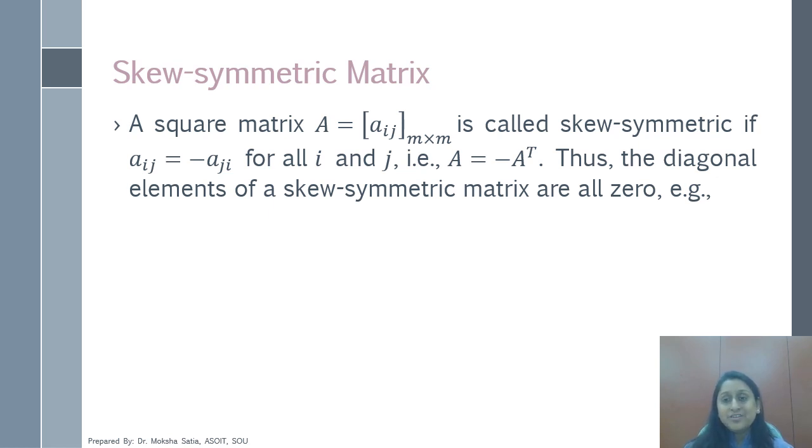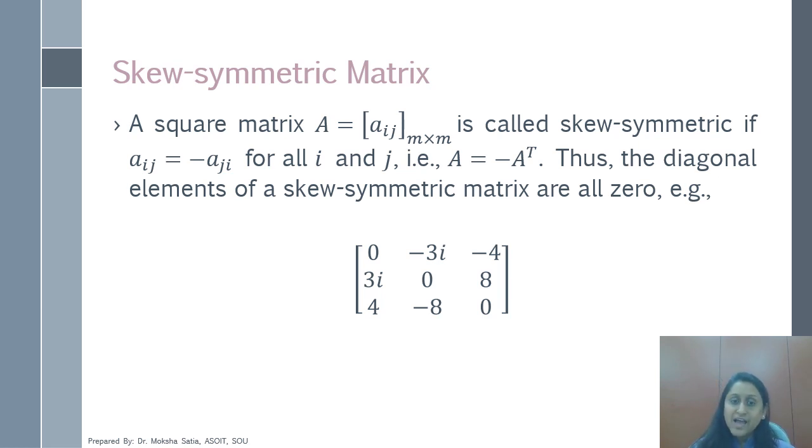But in this matrix, the diagonal elements should be 0. Because 0 is the only number which remains the same if we apply a minus sign. So for example, we can say 0, minus 3i, minus 4, 3i, 0, 8, 4, minus 8 and 0.